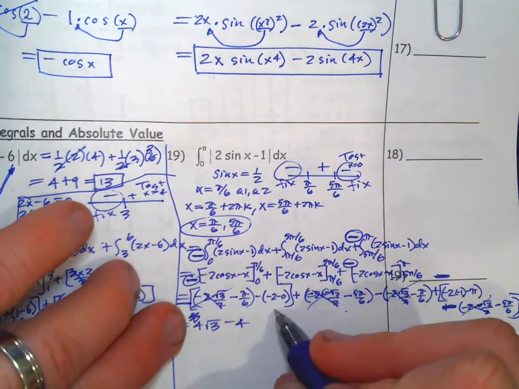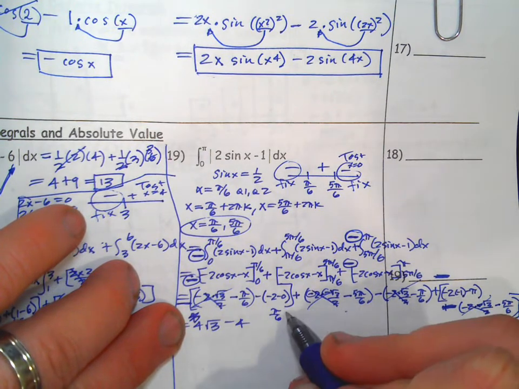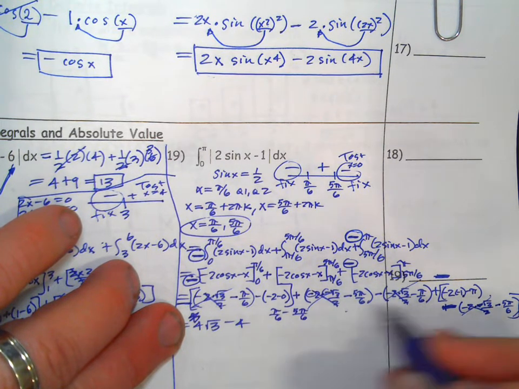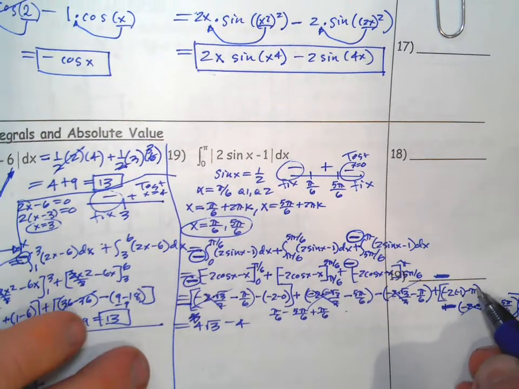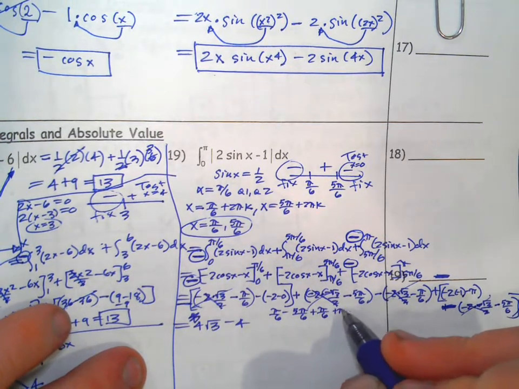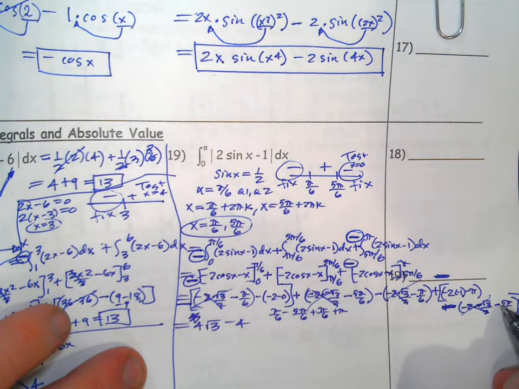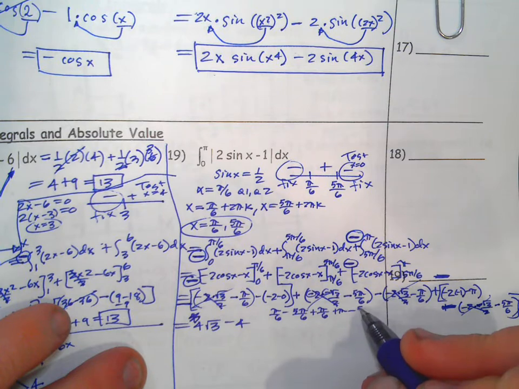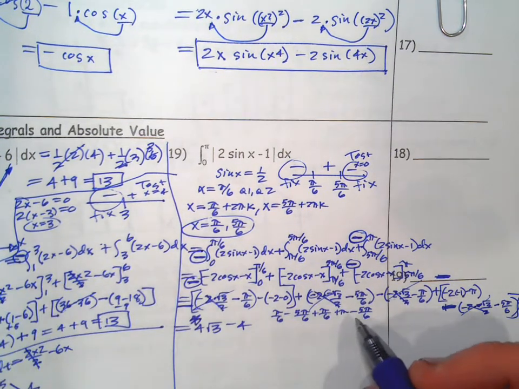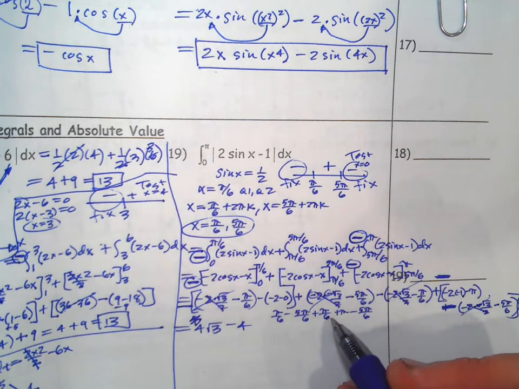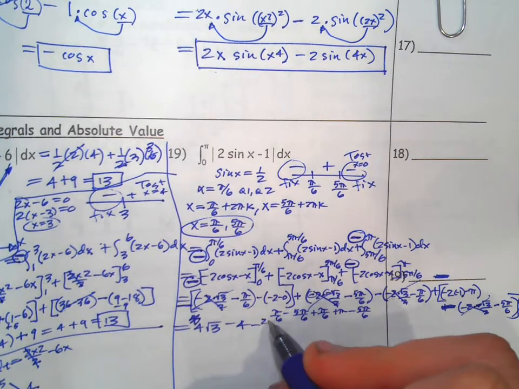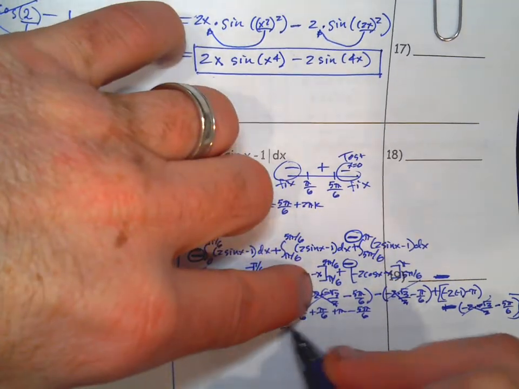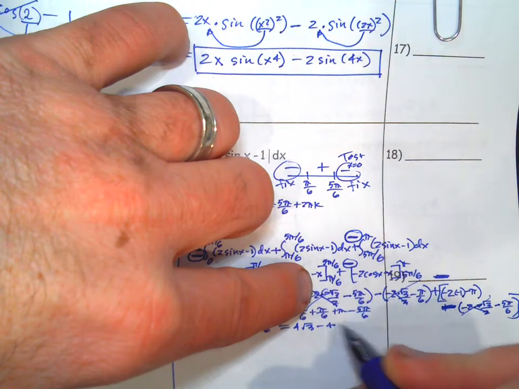So we have a positive pi over 6, negative 5 pi over 6, positive pi over 6. And then this would be positive pi and negative times the negative is positive, but then there's another negative, so it's negative 5 pi over 6. So we have 8 pi over 6 minus 10 pi over 6. That's minus 2 pi over 6. Final answer, 4 root 3 minus 4 minus pi over 3.